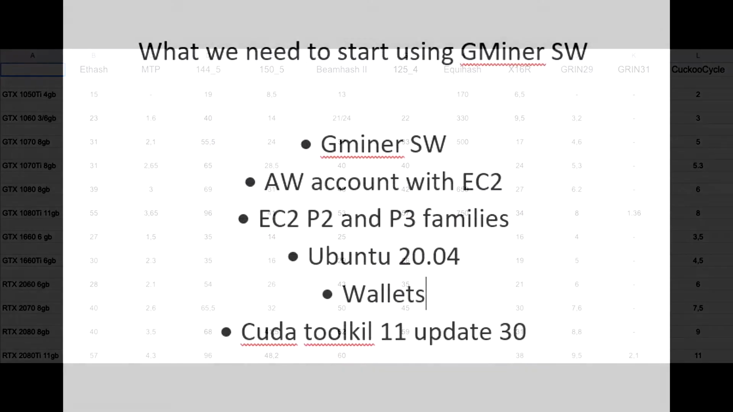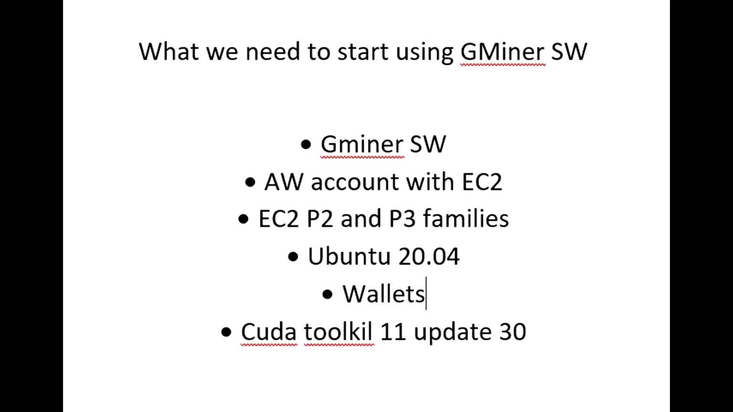All right, in order to install and start the mining, we need a couple of things. Of course, we need the GMiner software, we need an AWS account, we need an EC2 instance with a GPU, and we will start with the P2 instance family. We need a coin wallet, I'm going to use Exodus. We need the CUDA toolkit.